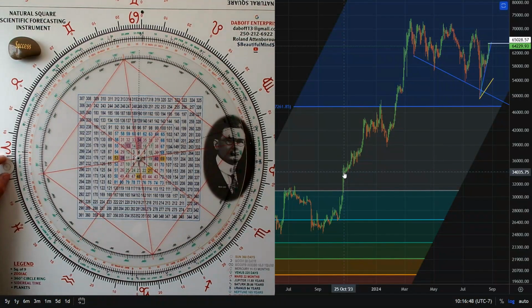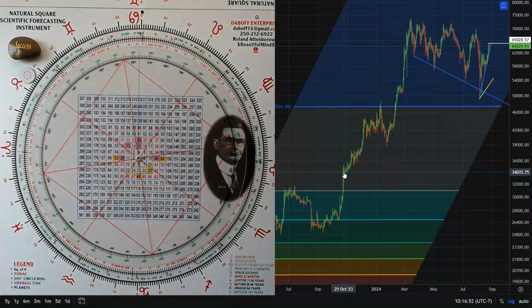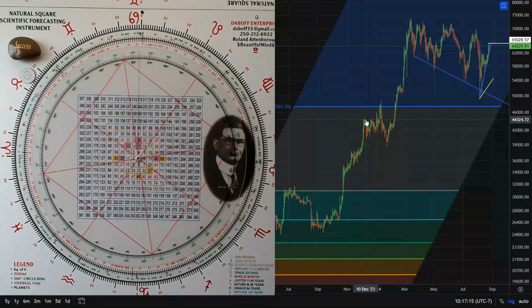Well, that would be another 45 days later and would be 90 days. And that would represent December 10th and 11th. Oh, I wonder what happened there. Look at that, another swing top. And the pricing fluctuated between 43 and 44,000. Okay?